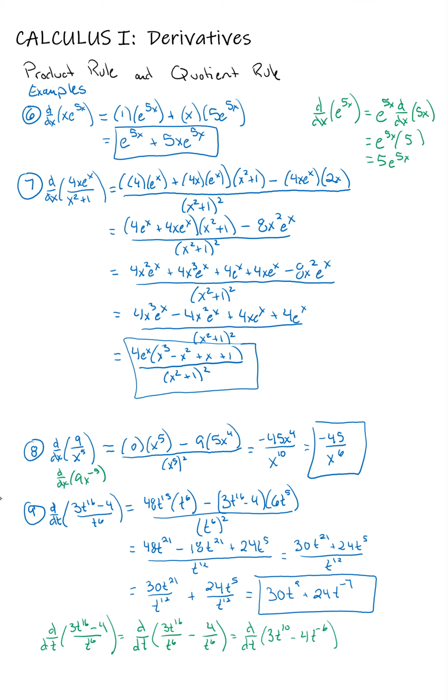And now if we use the power rule, just the power rule, we end up with 30t to the 9th plus 24t to the negative 7th, which is exactly what we got before. So there you go. Either way, it works.